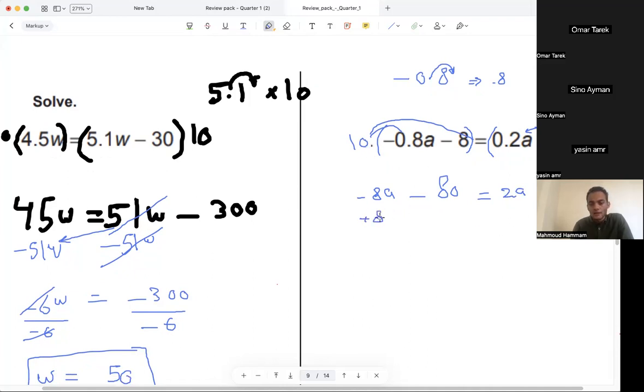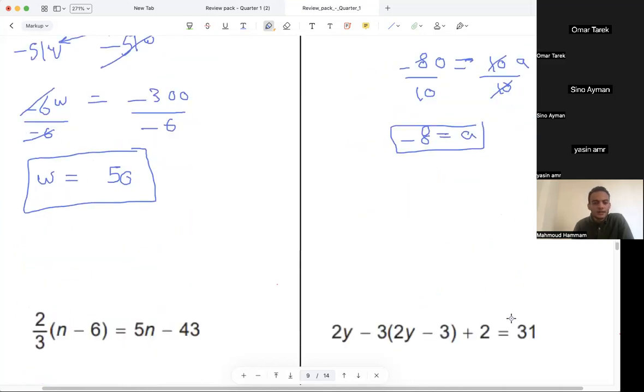Add 8a on the left and add 8a on the right, as if you moved the negative 8a to the right. Cancelled. So negative 80 equals 8a plus 2a, which is 10a. Very good. Divide by 10 on the right and on the left. Cancelled. Negative 80 divided by 10 is negative 8. So negative 8 equals a. Very good. Excellent. Thank you.